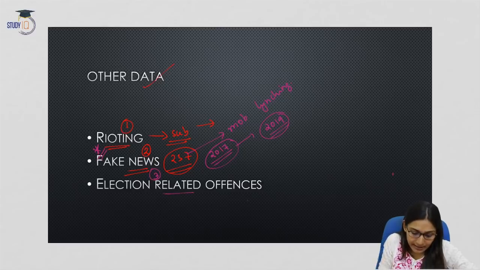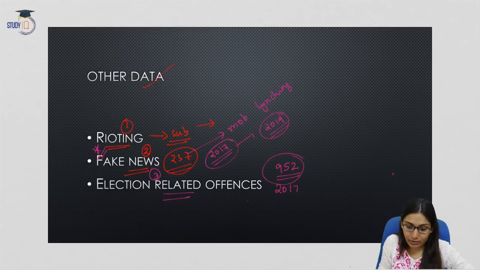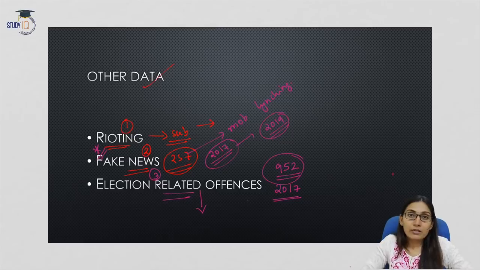Now the third category is election related offences. Around 952 election related offences were recorded in 2017. And apart from this, offences related to religion, public places, etc. were also reported. So these are the important highlights of this report.